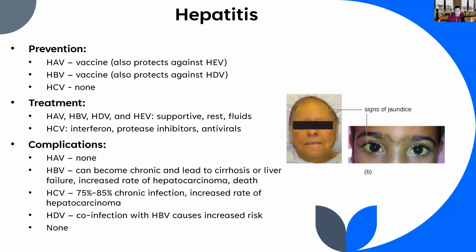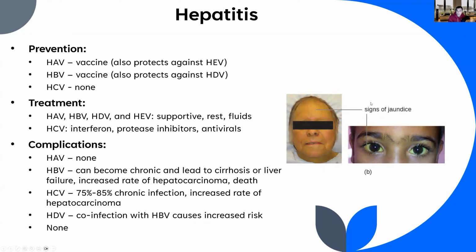Now, there are some vaccines, but it depends on the strain. So hepatitis A virus does have a vaccine. This also protects against Hep E because they're very similar. The Hep B vaccine also protects against Hep D because if you don't get Hep B, you can't get Hep D. For Hep C, there currently is no vaccination.